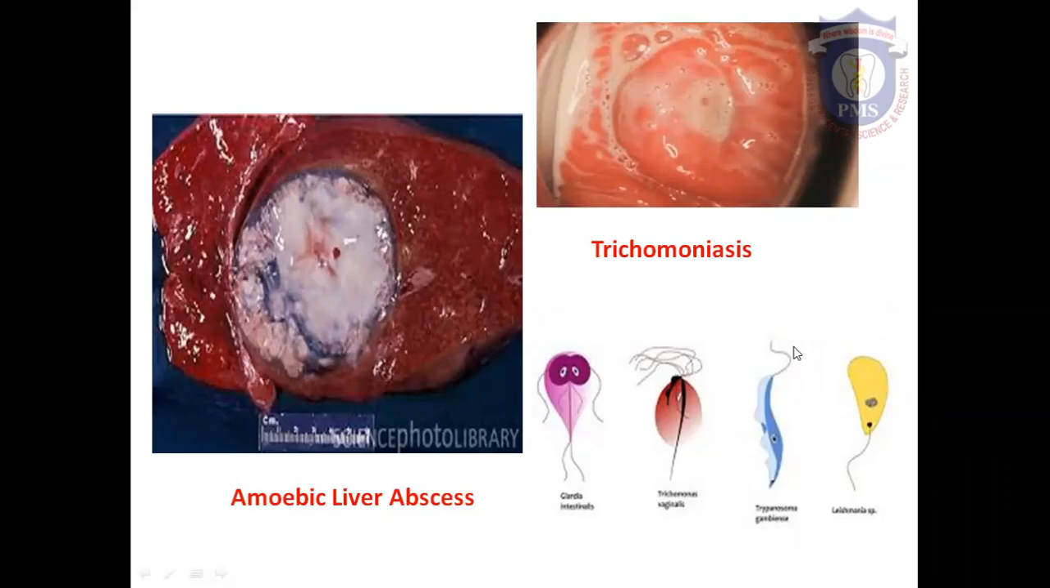Dear students, today we are going to learn about a drug which is the first line drug in the treatment of amoebic liver abscess and trichomoniasis. This drug is also useful in the treatment of many anaerobic organisms like Giardia lamblia, trichomonas, and many anaerobic bacteria. So the drug is metronidazole.